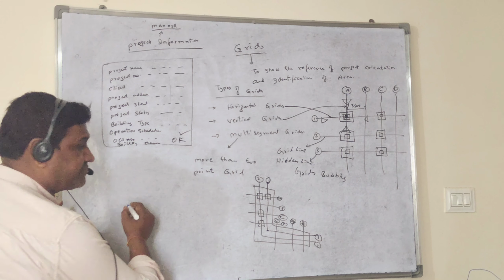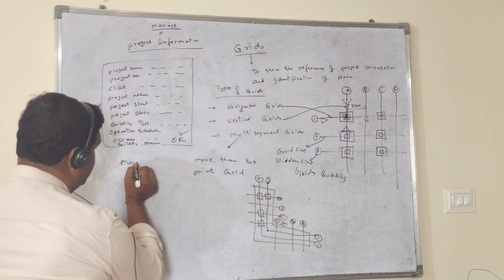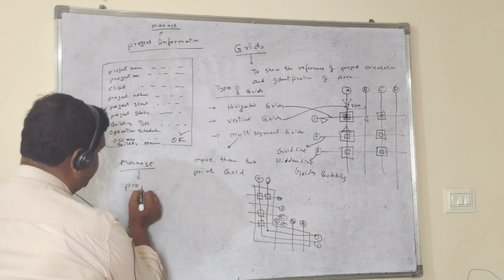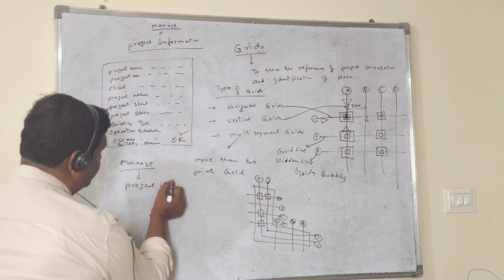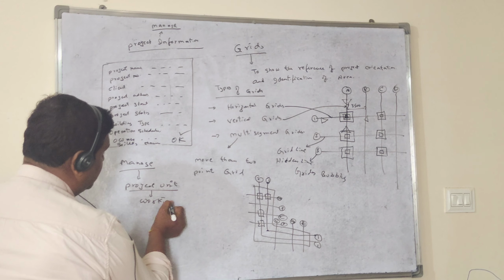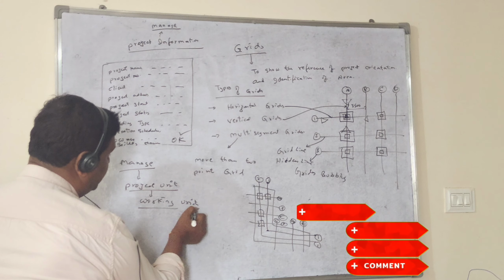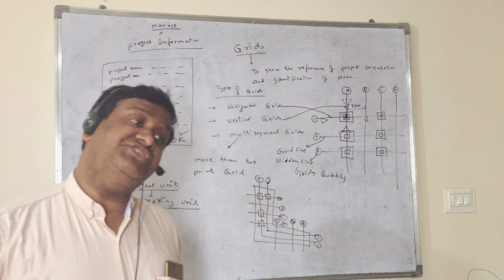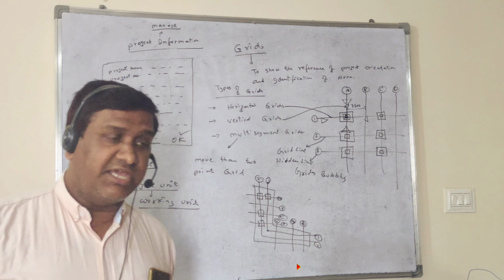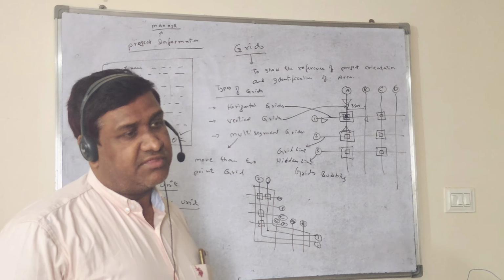Then afterwards, there is one more menu, the manage menu, and in it there is one more option, project units. Okay, so this is working units. Before, I told you about the project template units, imperial and metric. But here, in the manage menu, there is one more: project units. Project units, this is working units.